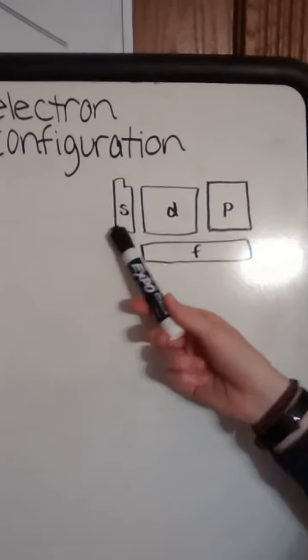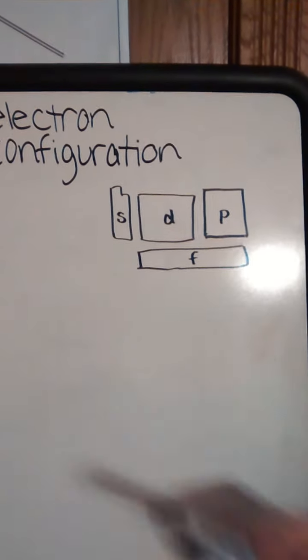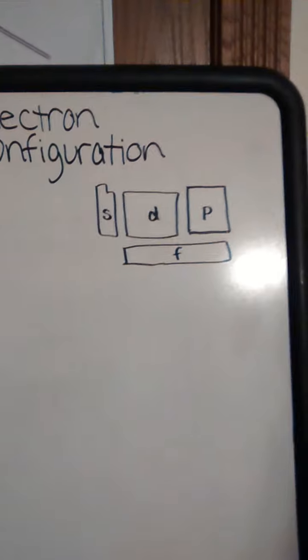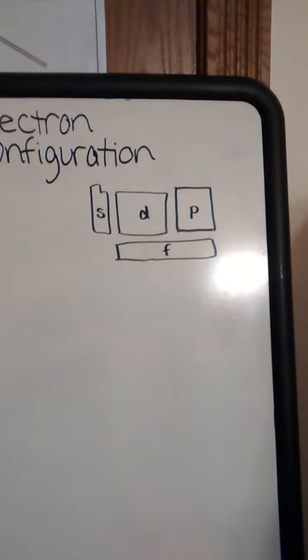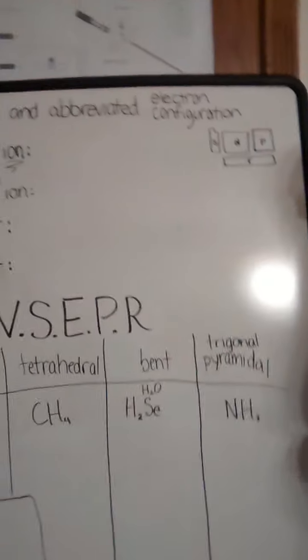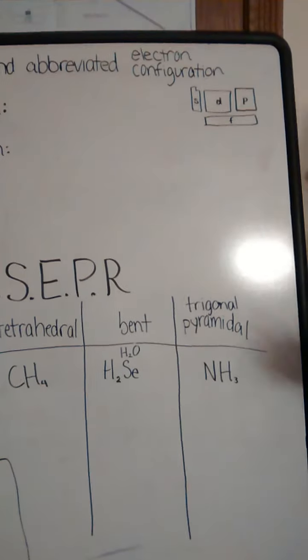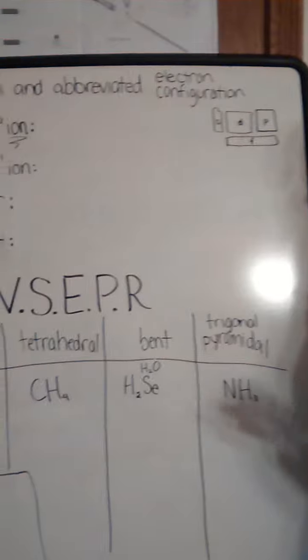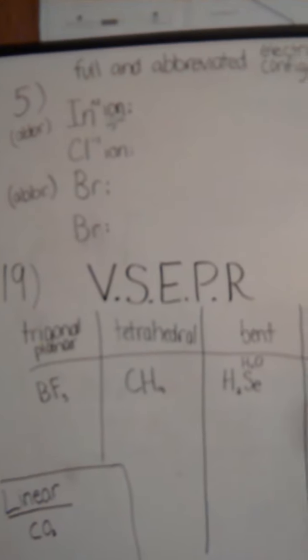The ones on the left are S, transition elements are D, the ones on the right are P, and the ones below are F. And remember that D is always 1 less than S and P. F is always 2 less. And when you're talking about ions, you're always going to take from S and P first. I'll show you in the examples, and you'll get the hang of it. It's simple enough once you try it a few times.